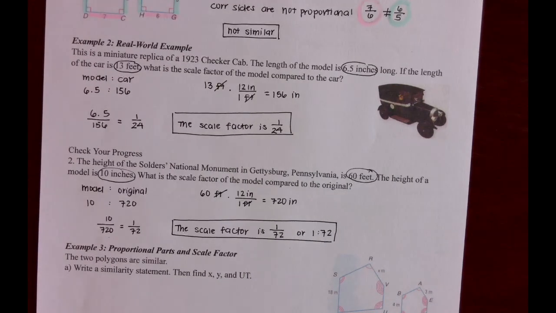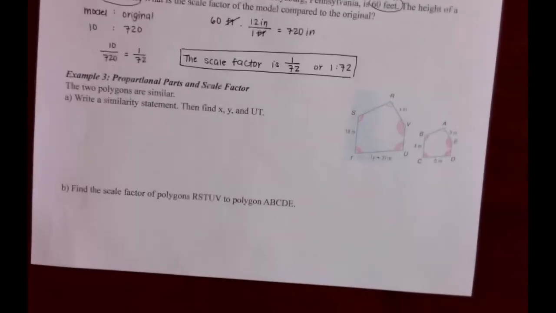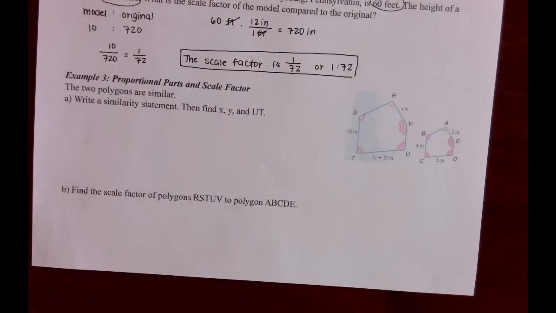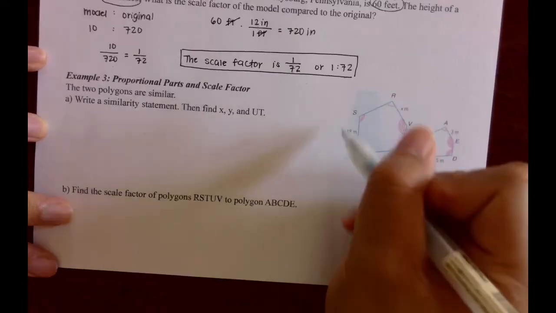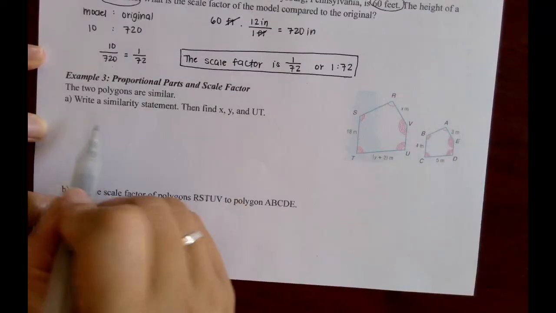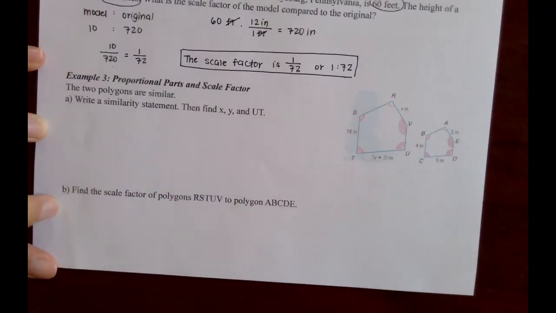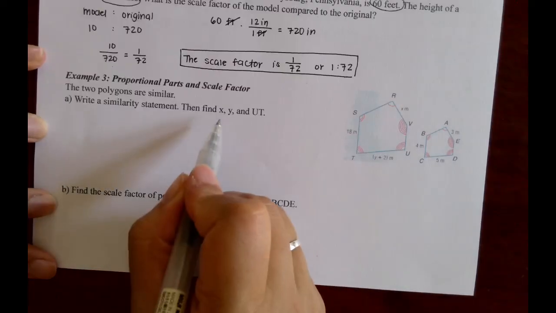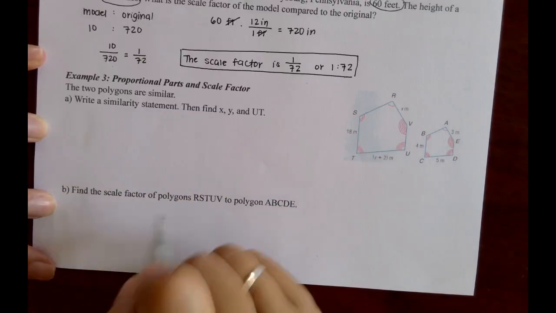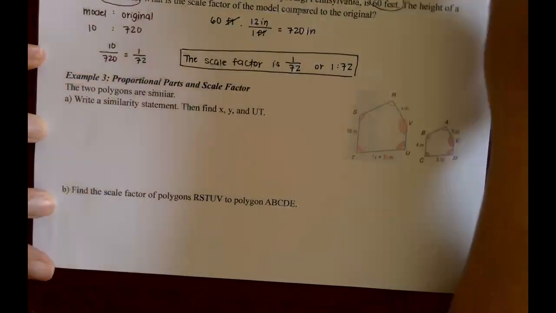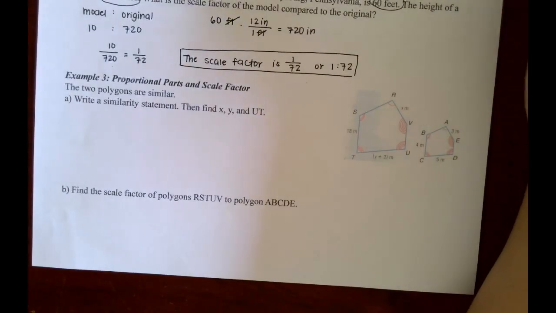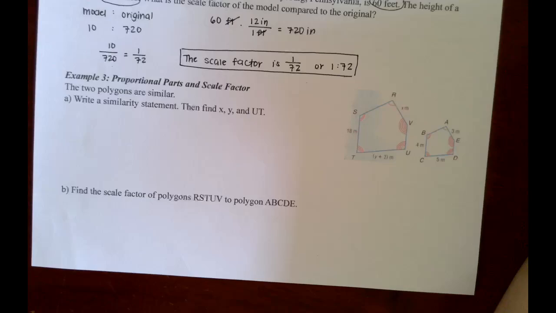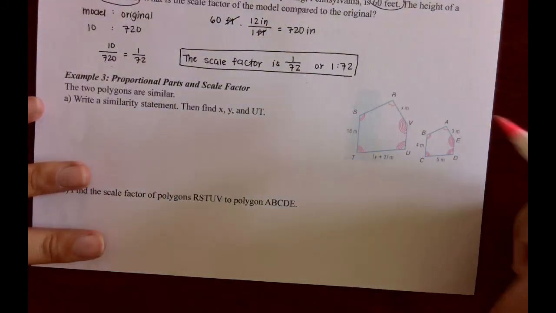Okay, now let's move on to example 3. So example 3, it tells us that these two polygons are similar. Okay, and so here we want to write a similarity statement. Then we want to find x, y, and ut, and then later we want to find that scale factor. So the first thing I'm going to do is match up corresponding parts, which is pretty easy because it's not rotated or anything, right?